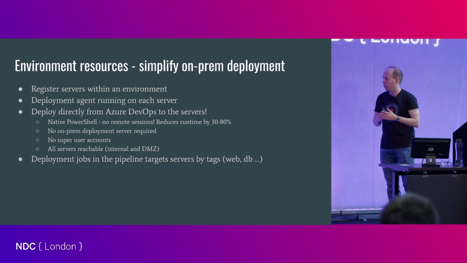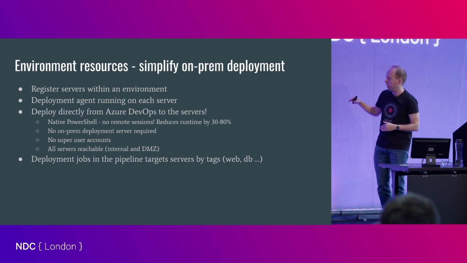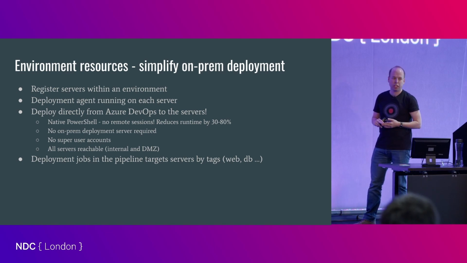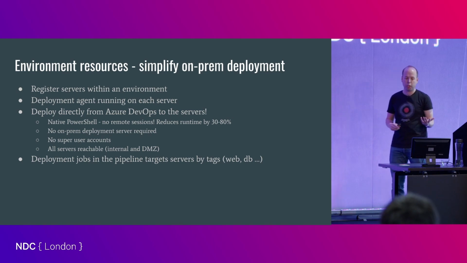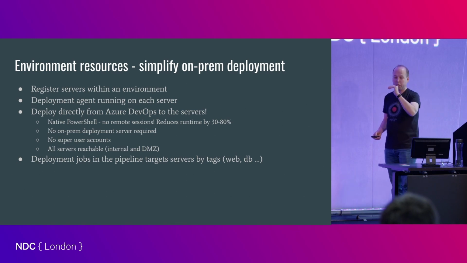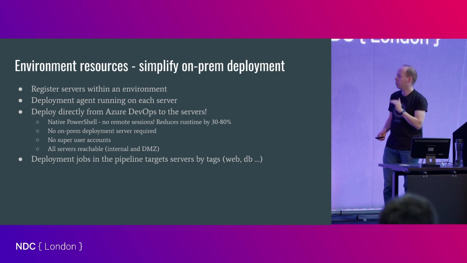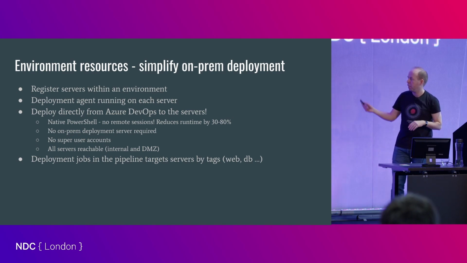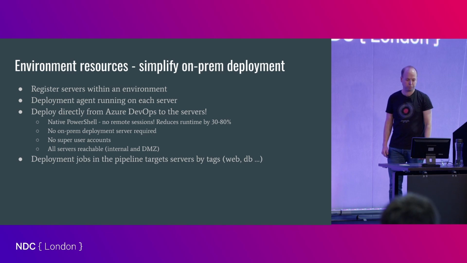You structure your deployment jobs by using tags. So when you create or set up a server this way, you also specify which tags it has. So if it's a web server, database server, or whatever kind of distinctions you need. And then in your pipeline, you reference those tags. So I say, run a deployment job on this environment with these tags. And then it will run it on all the servers that have those tags. If you skip the tags, it will run it on all the servers.